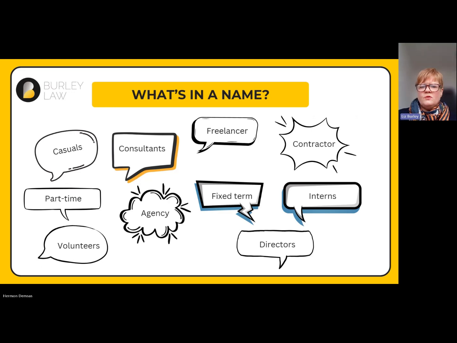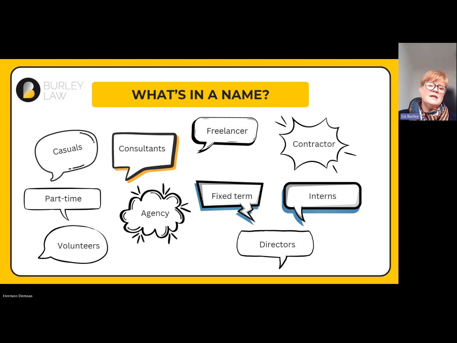What I've done is to just throw up a few of these words on the screen because some of these words, casuals, consultants, freelancers, contractors, tend to be used to describe people who are self-employed, who we think are genuinely self-employed, who provide services for our business. But thinking about what we've just learned about workers, we can see that casuals could in fact, even though they say they're self-employed and they invoice, could actually fall into this worker category. And if they do, then it's your responsibility as an employer to pay them through PAYE.